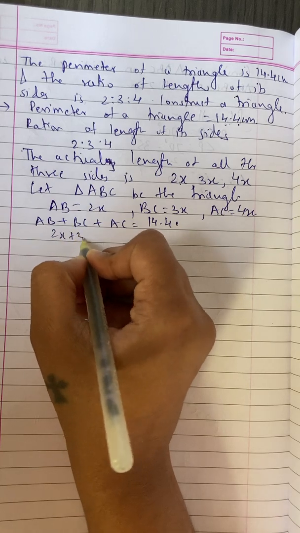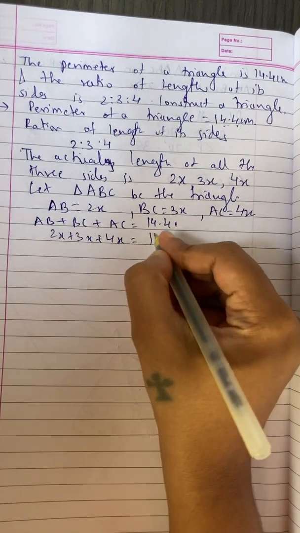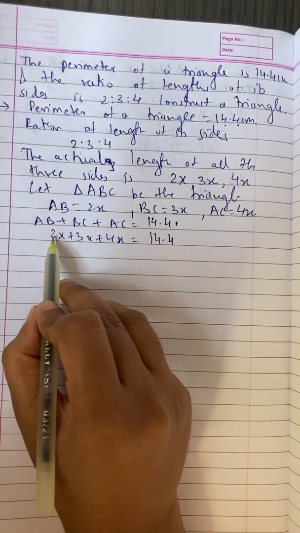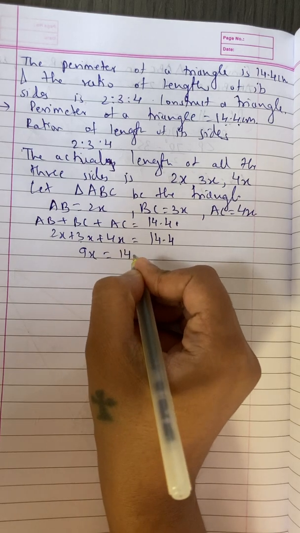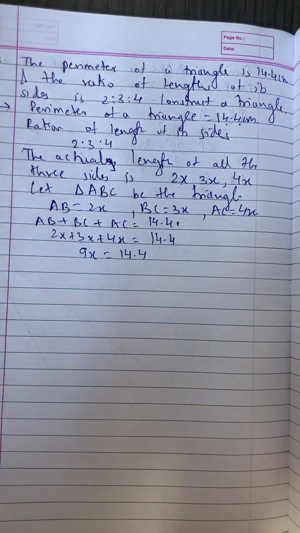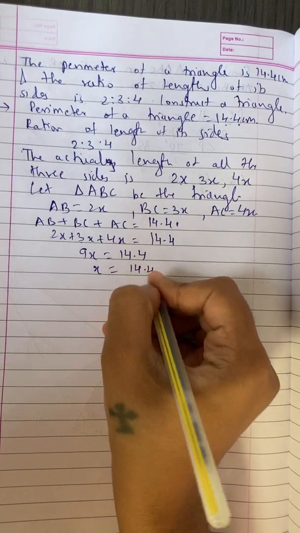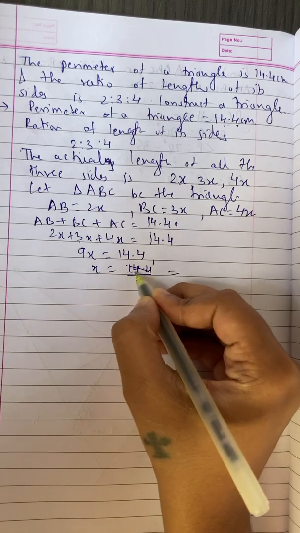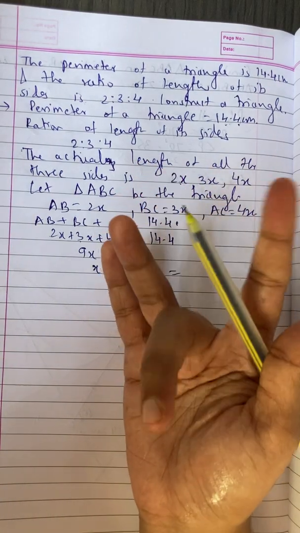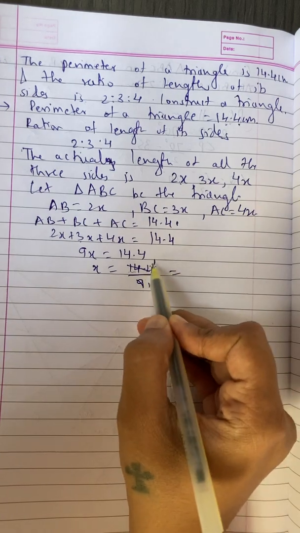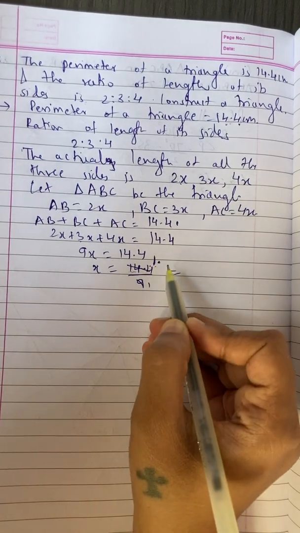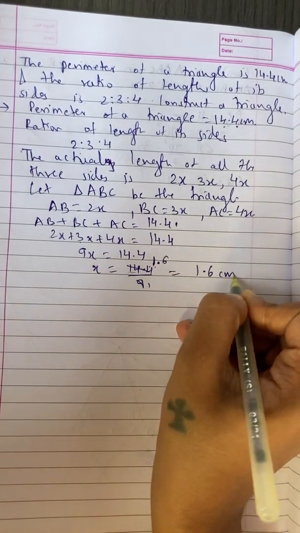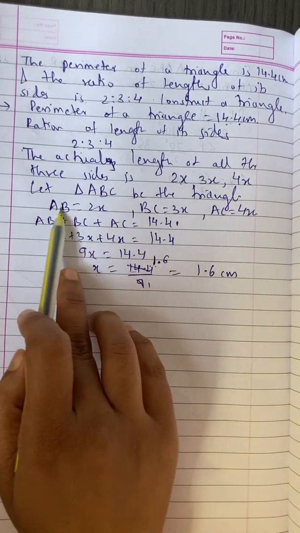So we'll add 2x plus 3x plus 4x is equal to 14.4 centimeters. When we add these coefficients, 4 plus 3 is 7, 8, 9. It is 9x equal to 14.4 centimeters. Now x I'll keep on this side and 9 I'll shift to the other side. So 9 ones are 9, 14 divided by 9, 9 ones are 9, 10, 11, 12, 13, 14. 5 is left, 5 will carry forward. But there is a decimal point, so I'll put the decimal point over here. And now 54 we have. So 9 sixes are 54. So x is 1.6 centimeters.